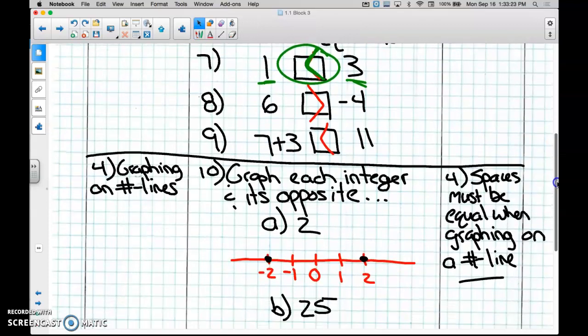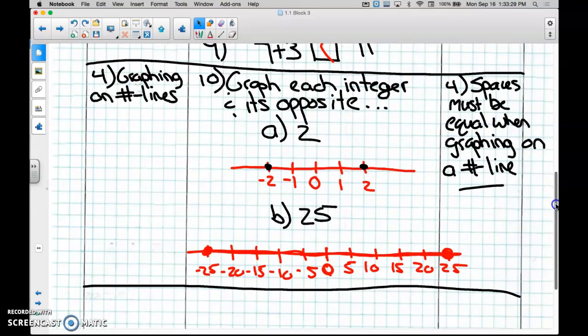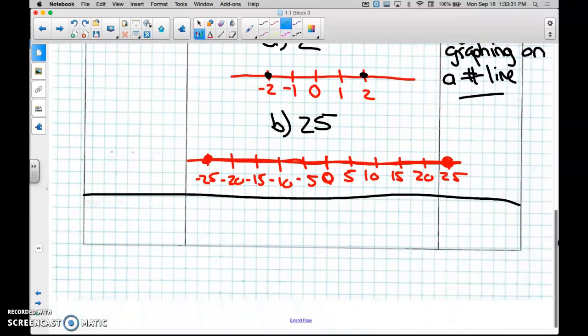And then graphing on number lines, I asked you to graph each number and its opposite, so you graphed 2 and negative 2. But when we got down to 25, we did not number by 1s, we numbered by what? 5. Someone raise your hand and tell me, why did we number by 5? Because 5 goes into 25, and it's a lot faster than numbering by 1s, right? It also proves to me that you understand how to count to 25 without using 1, 2, 3, 4, 5. Then we did the same thing going into our negatives, yes or no? Yes.